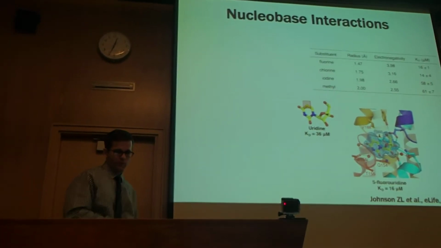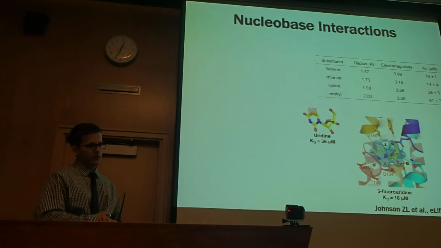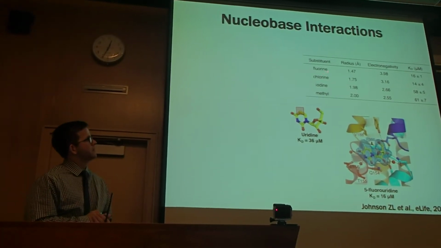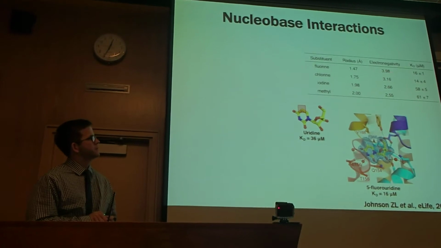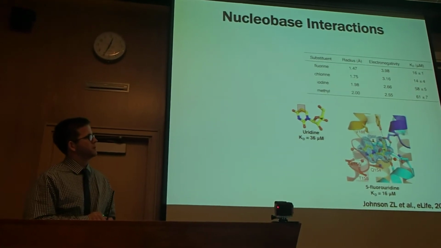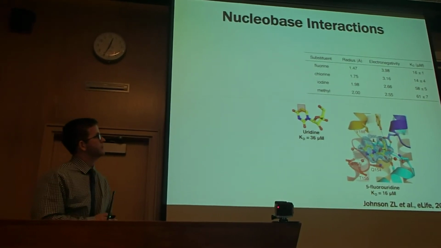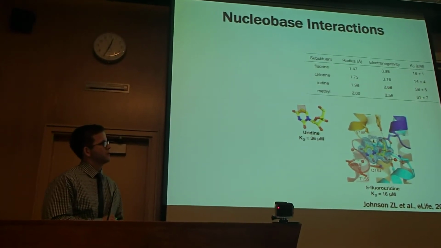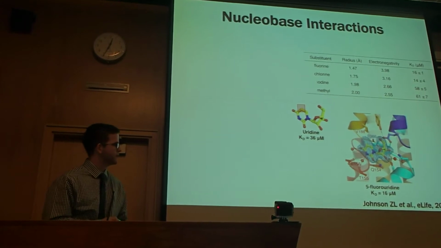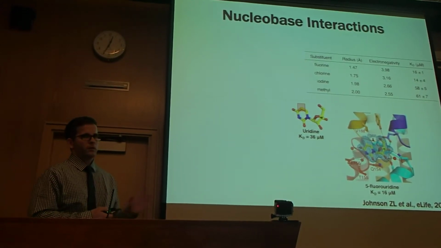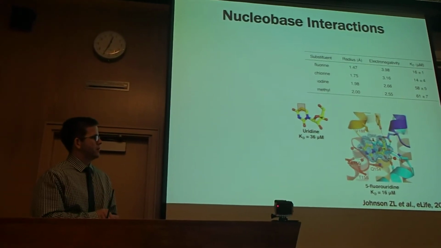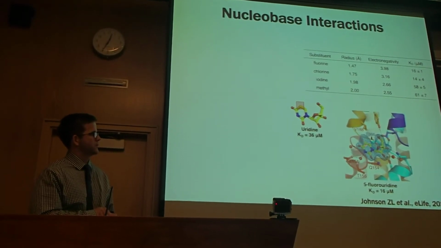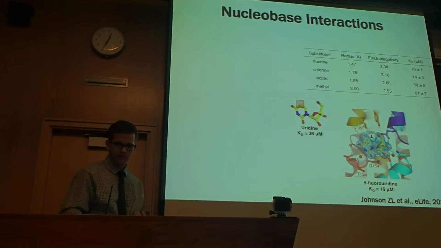So we measured the binding affinities for a few other 5-substituted uridines and found that small, highly electronegative substituents at that position resulted in about a 2-fold better binding affinity, while bulkier, less electronegative substituents result in a loss of binding affinity. So what we think this is coming from is the interaction of the pyrimidine base with phenylalanine 366, which sits there under the pyrimidine base.